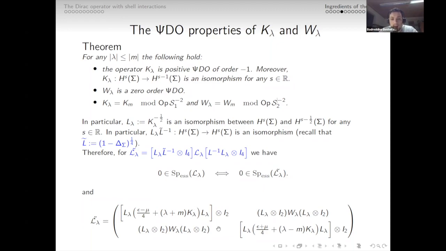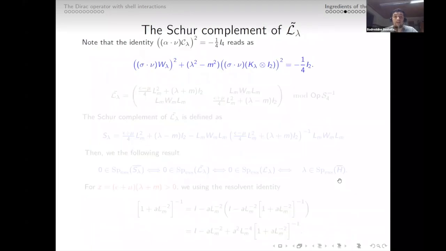And in order to study the essential spectrum of this, there is a well-known technique to reduce the problem from a 4x4 matrix to a 2x2 matrix, and this is the Schur complement actually. So now we are going to study the Schur complement of L lambda tilde. Let me just recall that this algebraic identity with this block structure simplifies as follows. So we have this identity relating K lambda and W lambda.